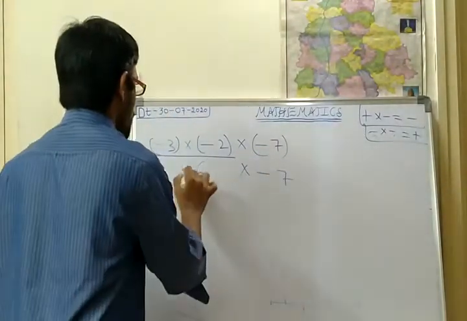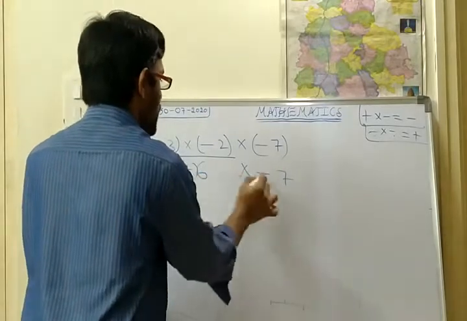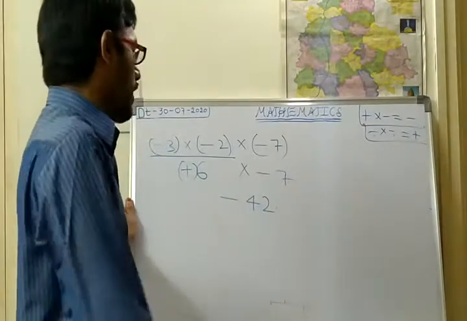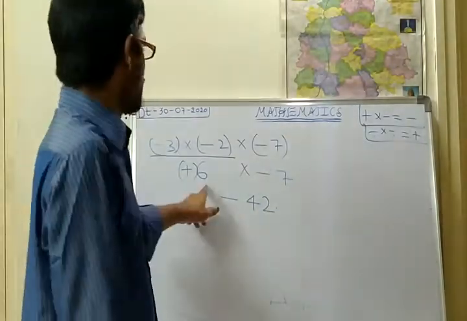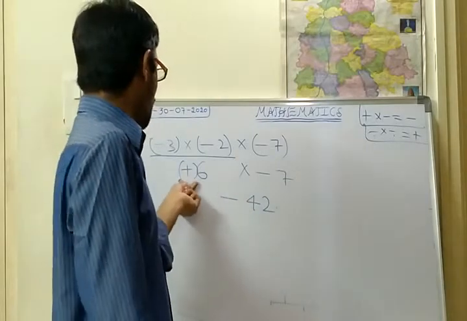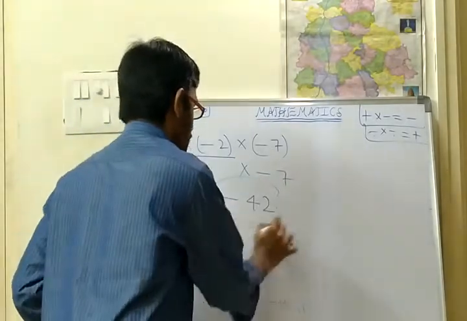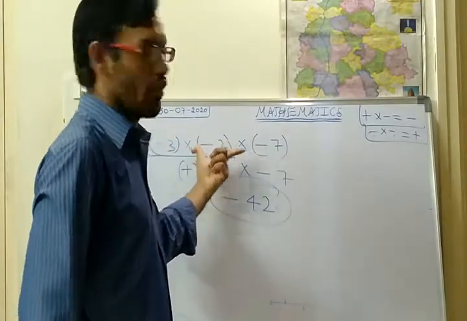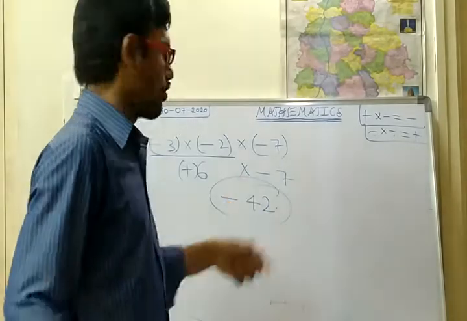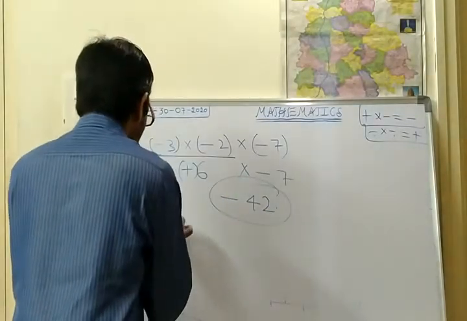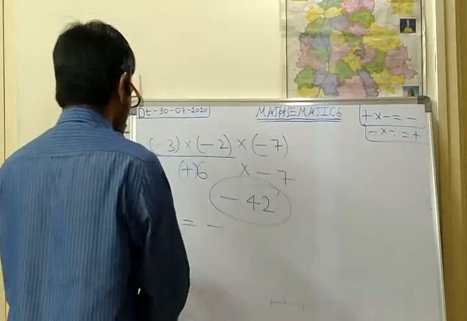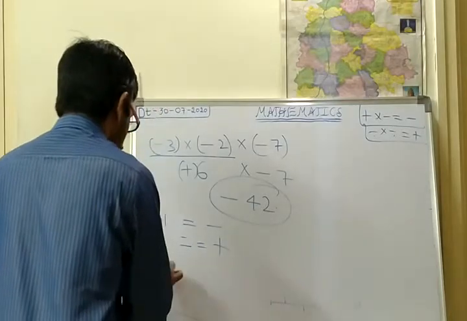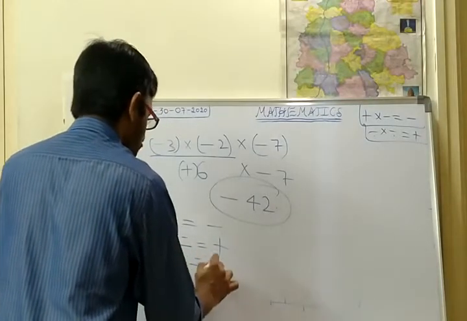So this is positive, and this is negative. Plus into minus is minus. 6 7s are 42. If you know tables, you can do the multiplication. But what is the symbol? Plus into minus, so the answer is minus 42. So the product of three negative integers is always negative. The product of one negative integer is negative only. The product of two negative integers is positive. The product of three negative integers is negative.